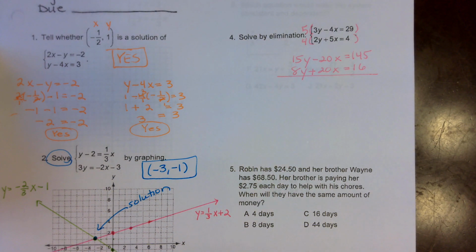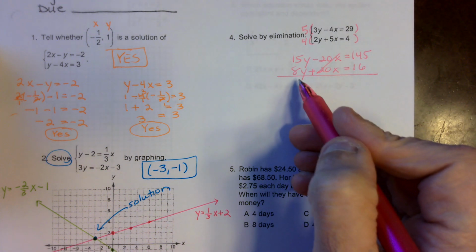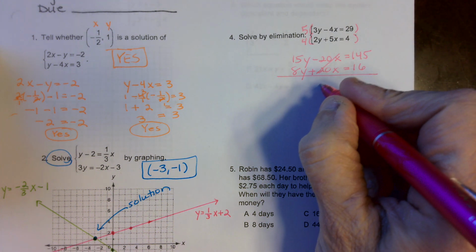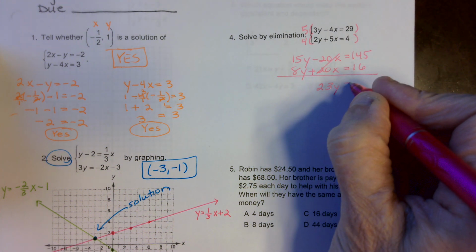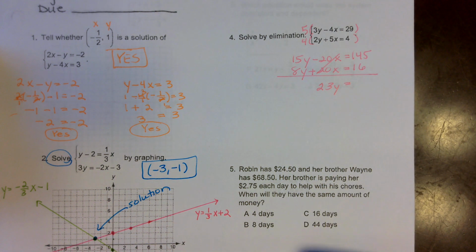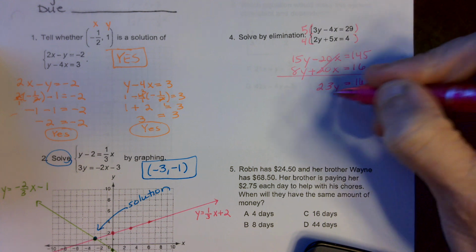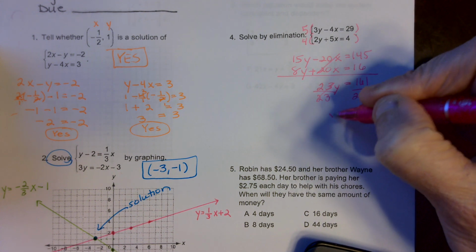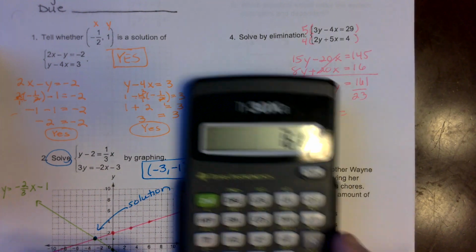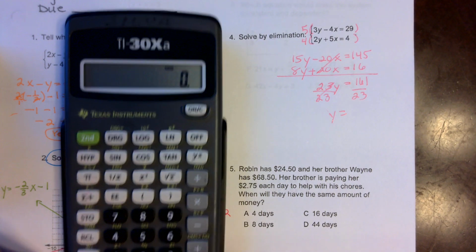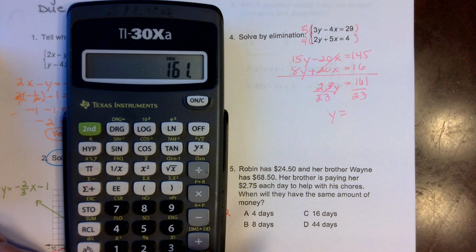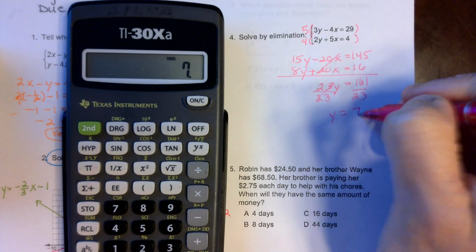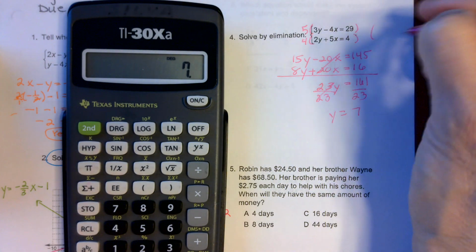Now it works. This drops out. 15y plus 8y is what? 23y equals 145 plus 16, which is 161. I'm going to divide both sides by 23 and hope it comes out even. Let's see. 161 divided by 23 is 7. Good. So I've got half of it.